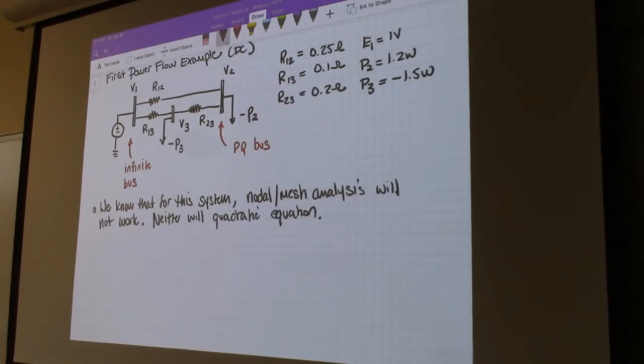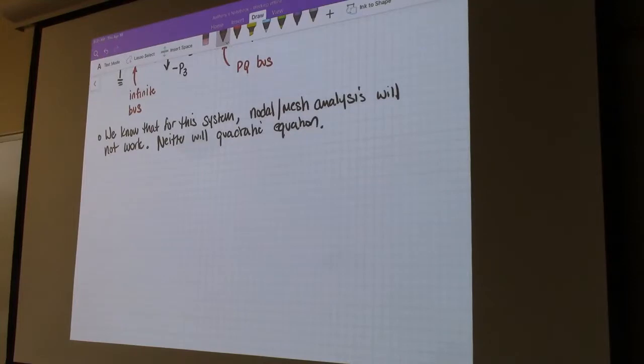So we know that nodal and mesh analysis won't work because it's nonlinear. We also know that the quadratic equation won't help us anymore because it's nonlinear beyond having a single variable to solve for. So now we're in the more complex case. Okay, so how can we solve this? So let's try an iterative method.